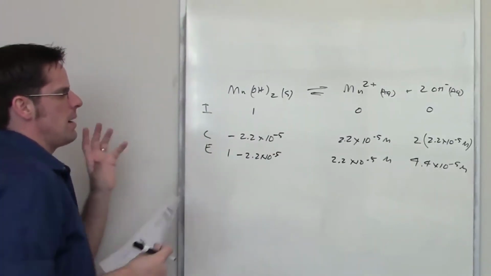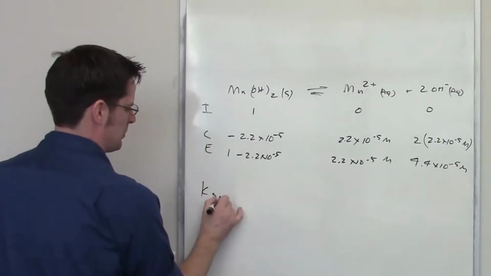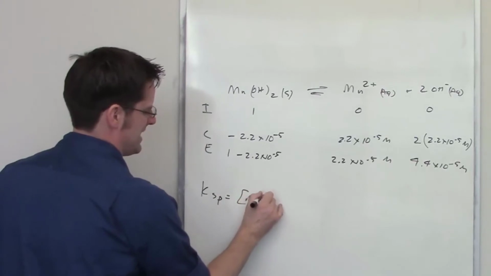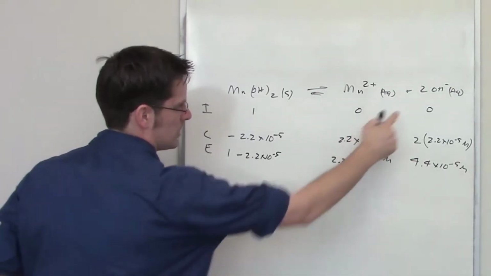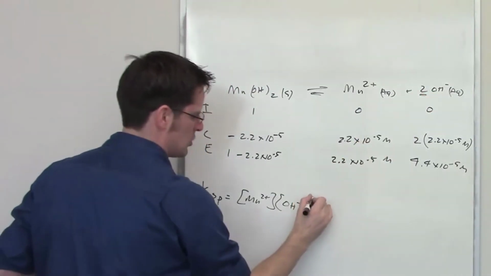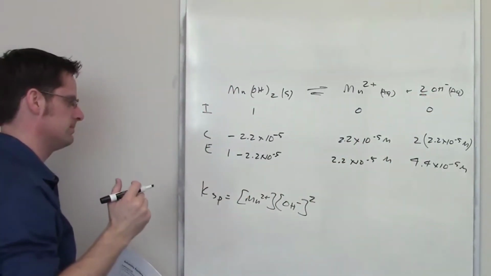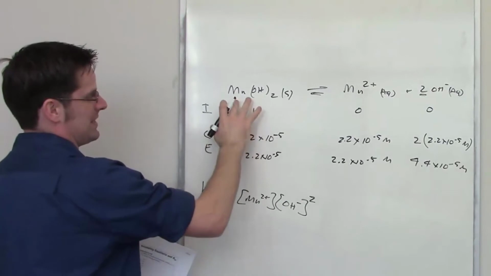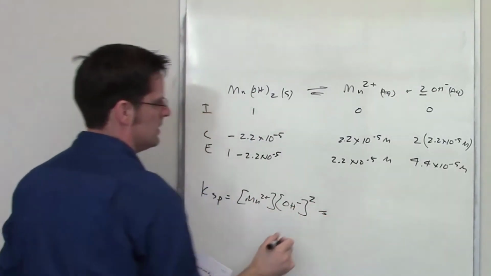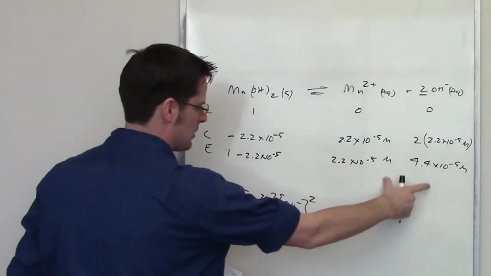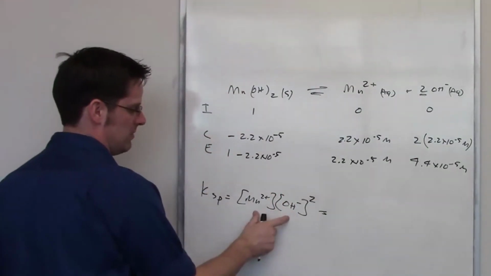Now, I'm going to write down my Ksp. My Ksp expression is going to be equal to the concentration of the ions on the right side of the equation. And of course, because I've got a 2 in front of the hydroxide, I have to square that in the Ksp expression. You'll notice once again that because this item is a solid, it does not appear in the Ksp anywhere.